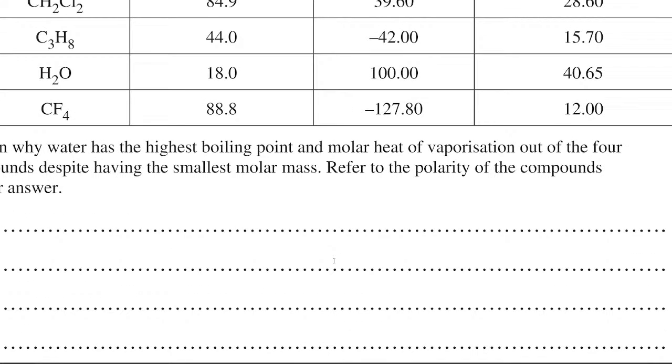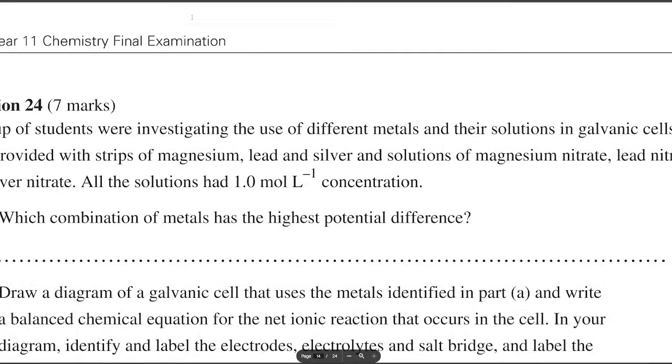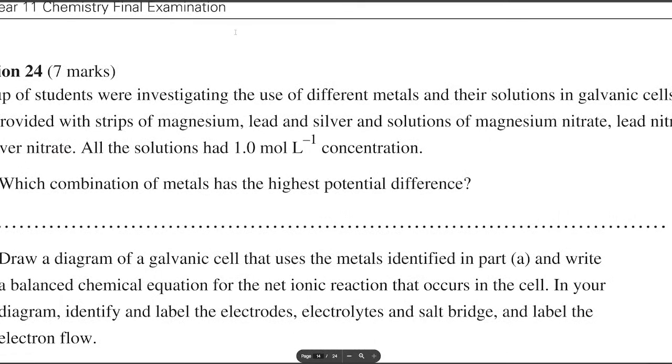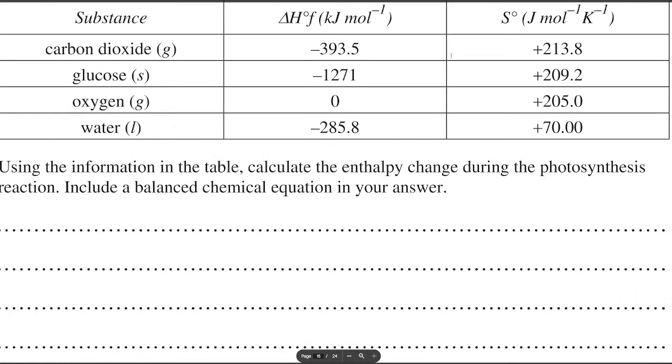Highest boiling point in the molar heat of vaporization out of the smallest molar mass. Hydrogen bonds, sure. Carbon bonds are weaker. Sure, sure. It's like spot the difference. We're not gonna have galvanic cells. Oh, yes.